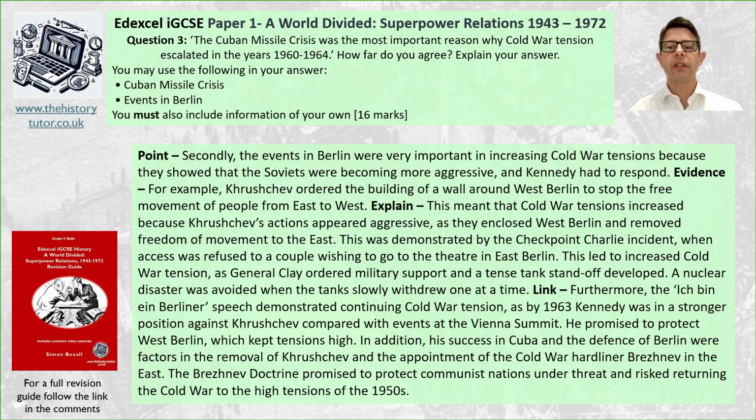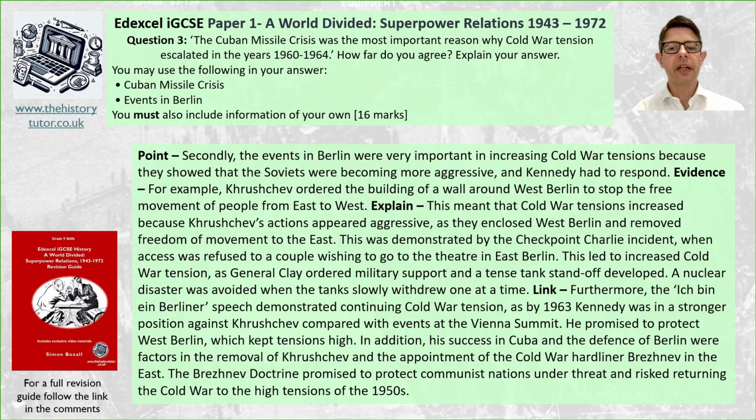This was also demonstrated by the Checkpoint Charlie incident, when access was refused to a couple wishing to go to the theatre in East Berlin. This led to increased Cold War tension as General Clay ordered military support and a tense tank standoff developed. A nuclear disaster was avoided, and the tanks slowly withdrew one by one.